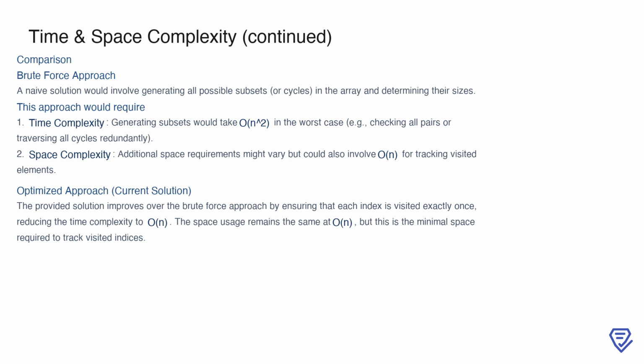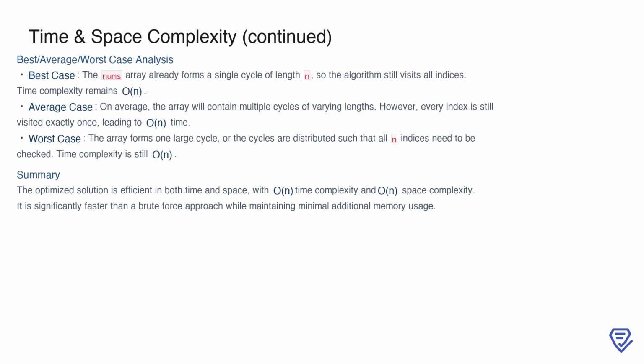In contrast, the optimized solution avoids redundant work by ensuring that each index is visited exactly once. This reduces the time complexity to O(n), while the space complexity remains O(n) due to the visited array. This makes the optimized approach both faster and more efficient in handling larger inputs. To further analyze the performance, let's consider best, average, and worst case scenarios.